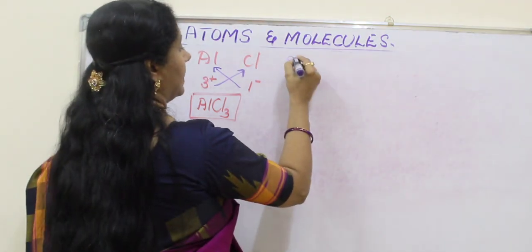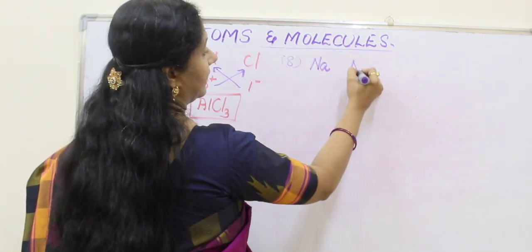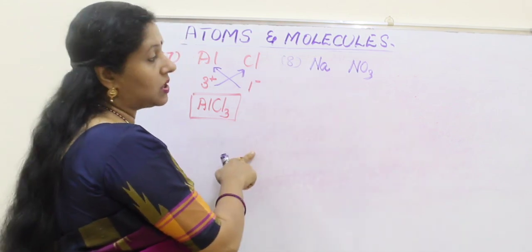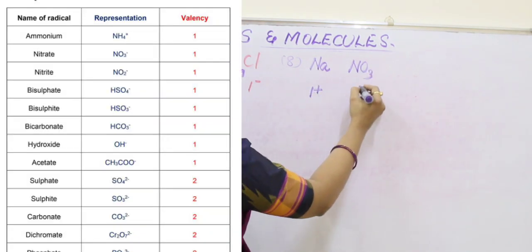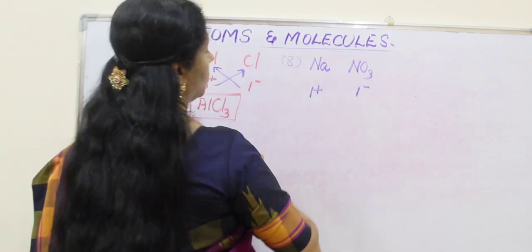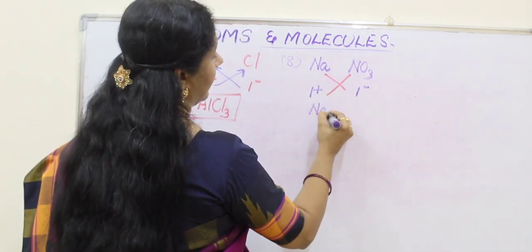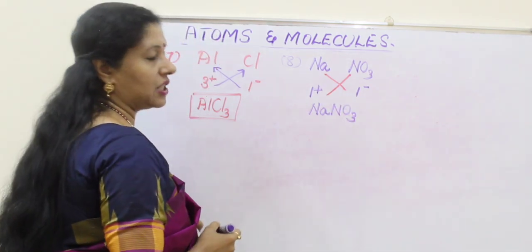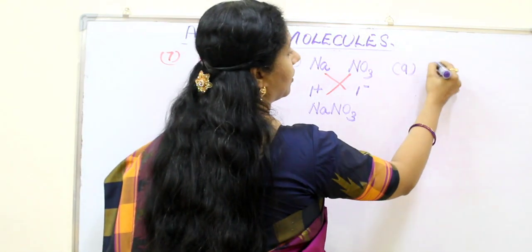Now we are going to write sodium nitrate. Sodium is Na, nitrate is NO3, nitrogen 1 and oxygen 3 atoms. So Na is 1 plus, NO3 is 1 minus. So when you are doing crisscross, you will get NaNO3, sodium nitrate.